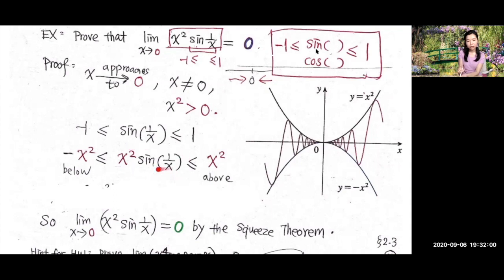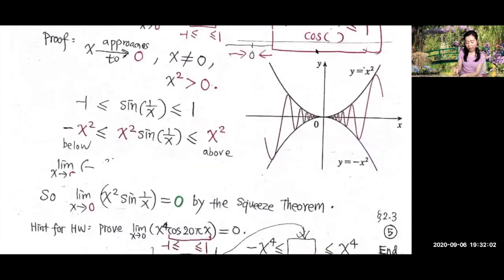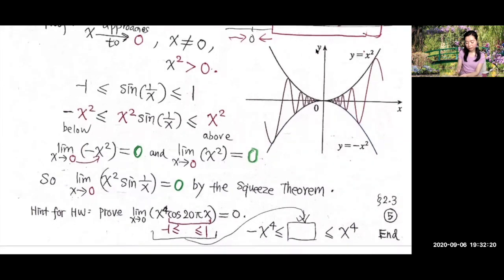Now, the limit as x approaches 0 of the function above and the function below both equal 0. Because the functions above and below both approach 0 as x approaches 0, the function being squeezed by them will have the same limit, which equals 0 by the squeeze theorem.